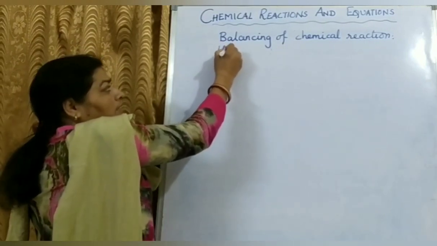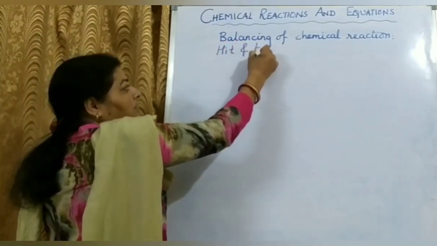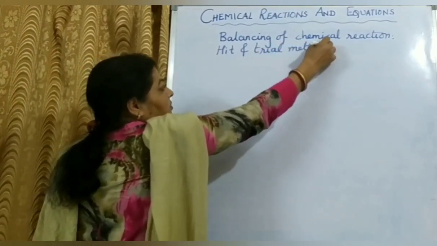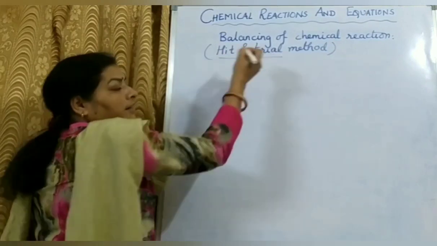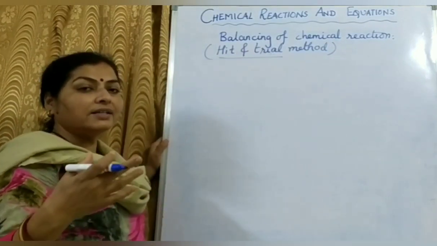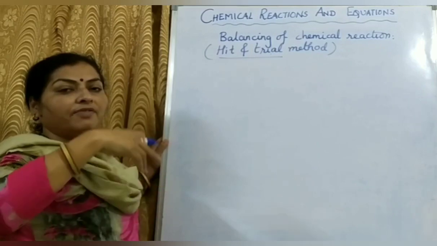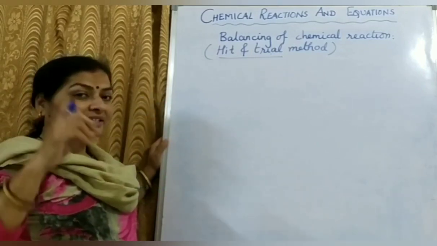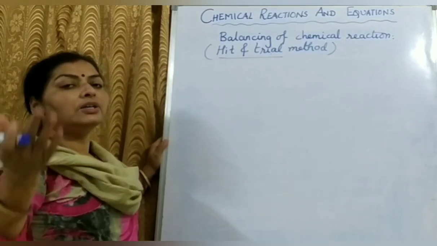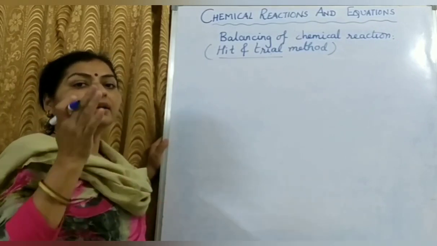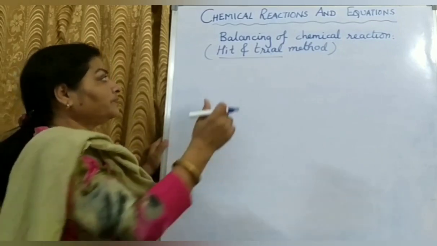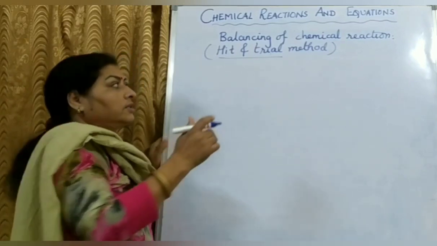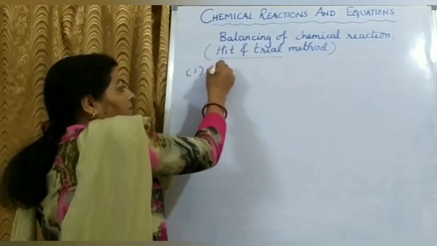This method is also known as the hit and trial method. The meaning of hit and trial is we are just making trials to balance the atoms of elements on both sides of a chemical equation. There are no specific rules, yes, but the basic rule is you have to balance elements other than hydrogen and oxygen in a chemical equation, and then you balance hydrogen and oxygen. So let us start with the first example.